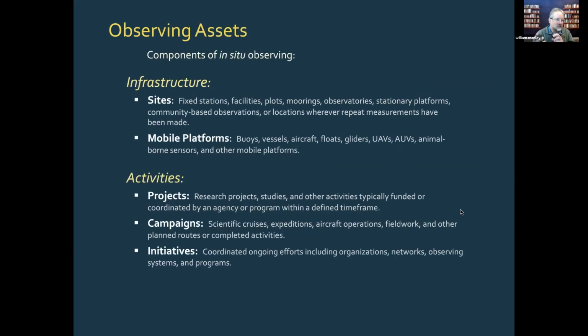So by observing assets, we mean components of in situ observing infrastructure, such as sites, meaning stations, facilities, moorings, etc., or mobile platforms, or projects, or campaigns, also activities such as projects, campaigns, meaning scientific cruises or periods of fieldwork, and then initiatives, which is coordinated organizations, networks, etc.